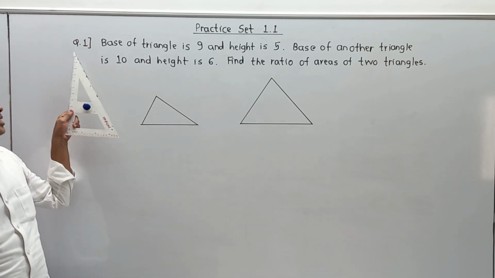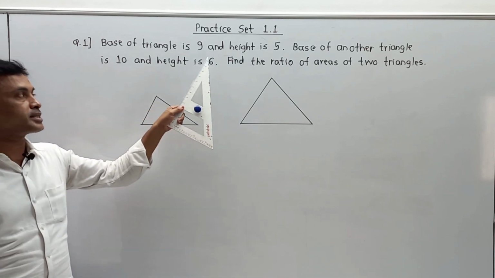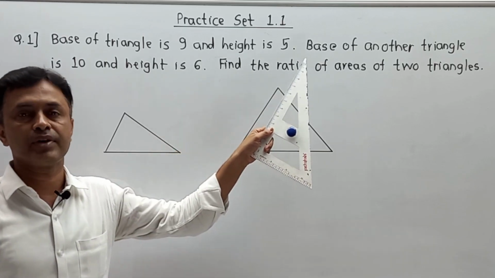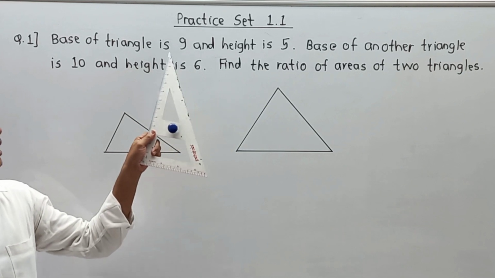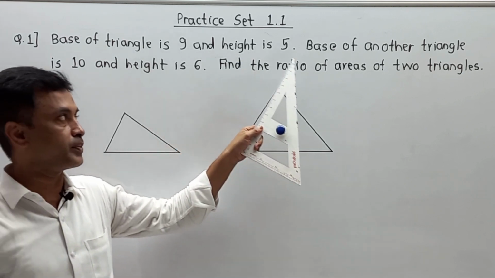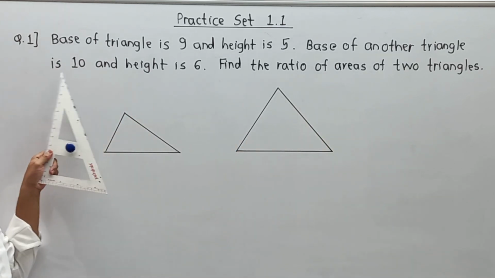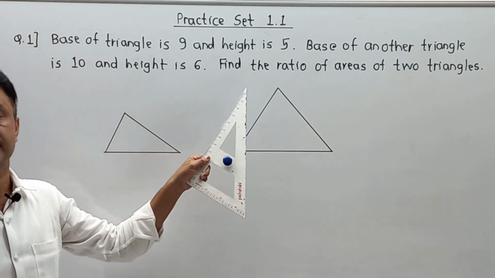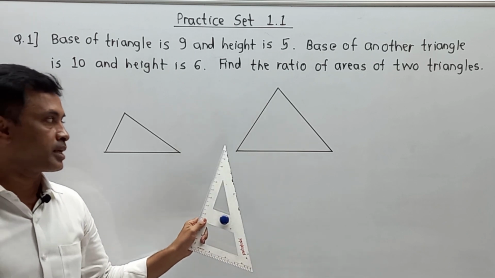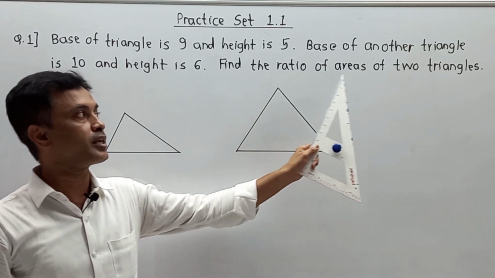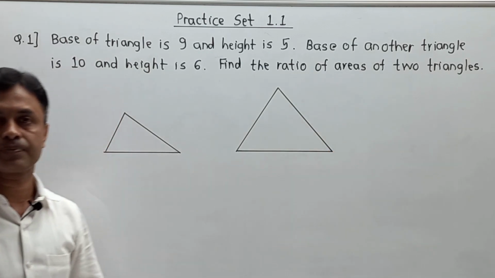So our first numerical is: base of a triangle is 9 and the height is 5. Means for a triangle base is 9 and height is 5. Base of another triangle is 10 and height is 6. Means for the second triangle base is 10 and height is 6. Then find the ratio of the areas of the two triangles.